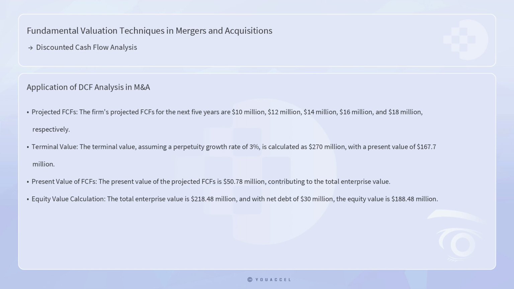is $270 million divided by 1.1 to the power of 5, which equals $167.7 million. The present value of the projected FCFs is $10 million divided by 1.1, plus $12 million divided by 1.1 squared, plus $14 million divided by 1.1 cubed, plus $16 million divided by 1.1 to the fourth, plus $18 million divided by 1.1 to the fifth, which is $9.09 million, plus $9.92 million, plus $10.53 million, plus $10.93 million, plus $11.18 million, equals about $50.78 million. Therefore, the total enterprise value is $50.78 million plus $167.7 million, which equals $218.48 million. If the firm has net debt of $30 million, the equity value is $218.48 million minus $30 million, which equals $188.48 million.